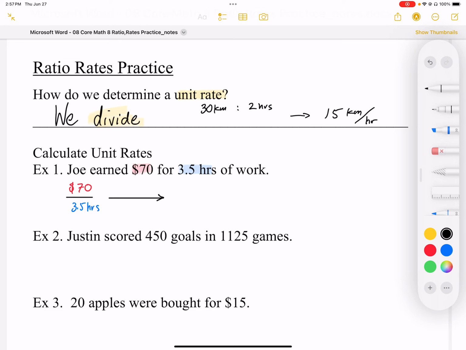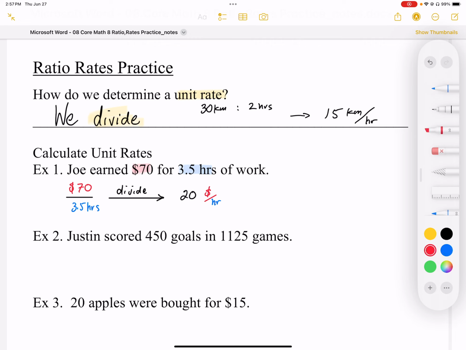And as a unit rate, we divide. So 70 divided by 3.5, I'm going to go get my calculator. 70 divided by 3.5, that's going to give me 20. Now make sure you know the units. We're comparing dollars on top to hours on bottom. So $20 for every 1 hour.